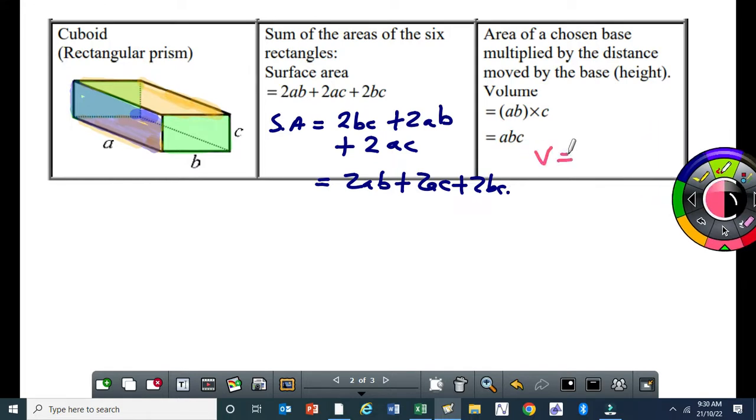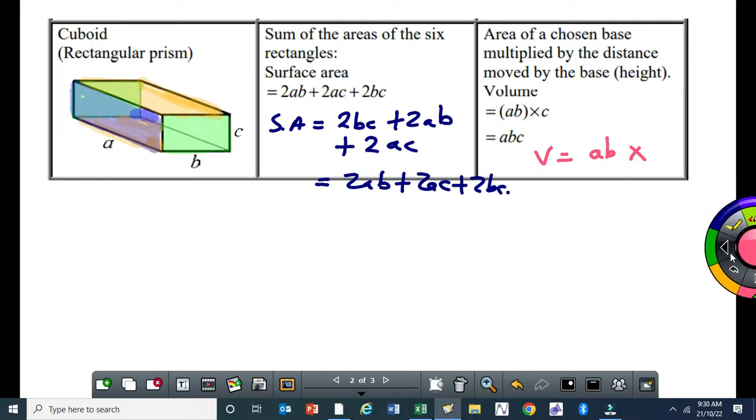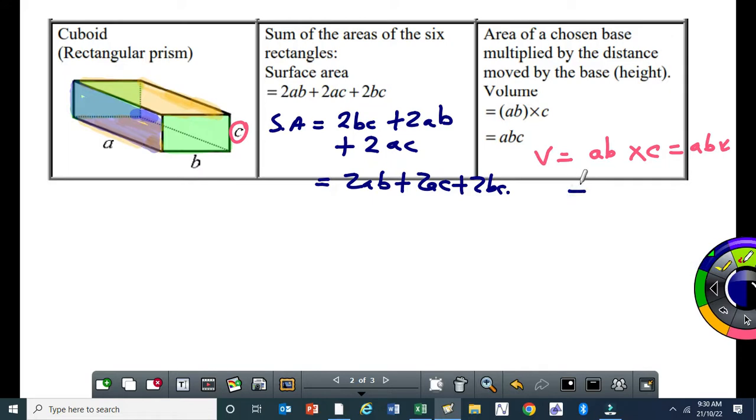So, for our given diagram there, the area of our base is AB, then we multiply it by the height. What is the perpendicular height? C. So you can end up writing this as ABC. Now, this can be simplified for a rectangular prism. We can write it as LBH. Volume is equal to length times breadth times the height. We can generalize it that way for a rectangular prism.